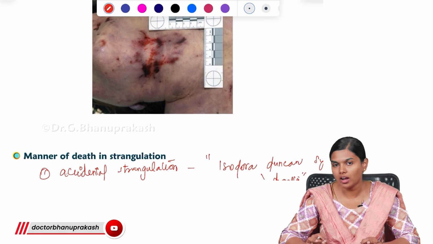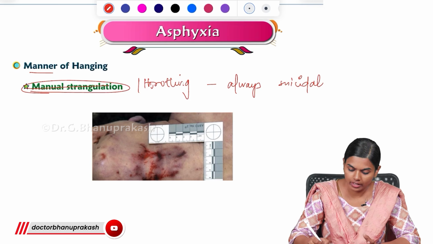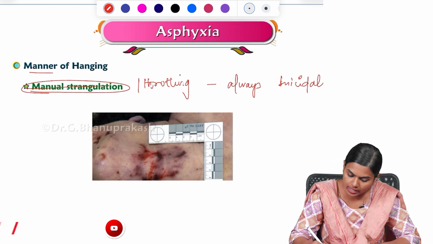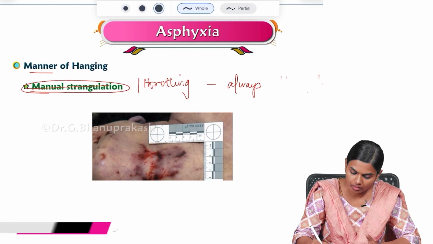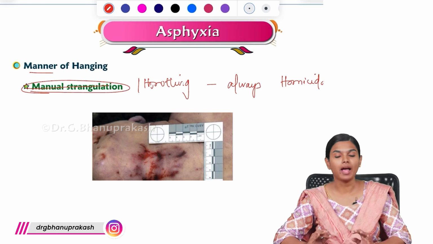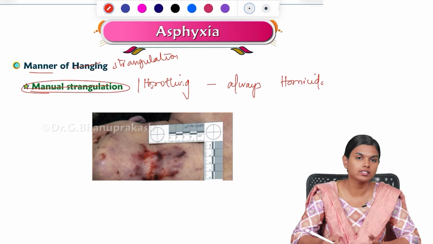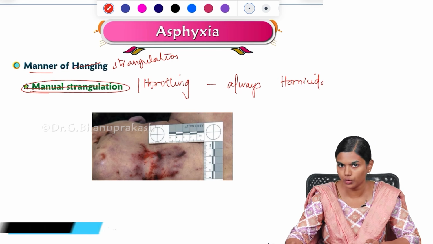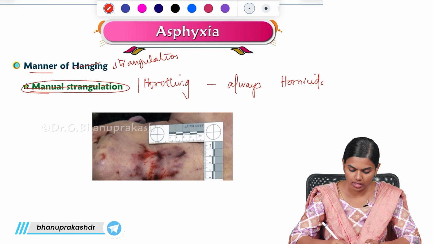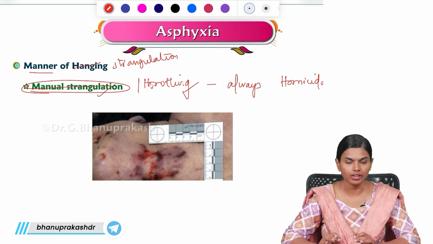And suicidal strangulation is very rare, and if it is manual strangulation, we can always say it is homicidal. This throttling is always homicidal. So this is the manner of strangulation. When we deal with the manner of strangulation, you have accidental strangulation, that is Isadora Duncan syndrome, homicidal strangulation, which is manual strangulation or throttling, and suicidal strangulation, which is very rare.